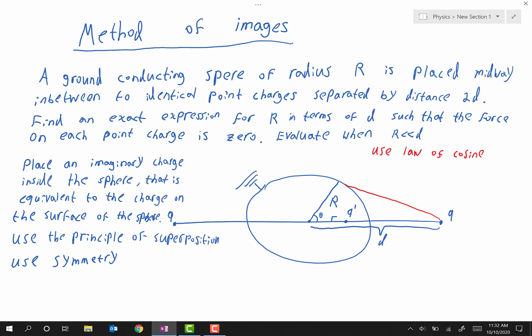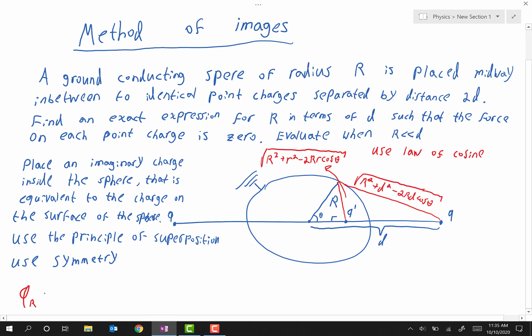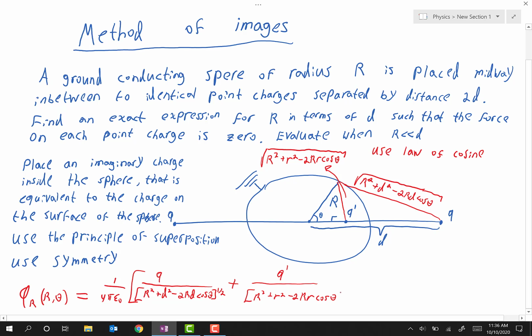To find the distance between each point charge and the surface of the sphere, we refer to our preschool trigonometric knowledge and see that the law of cosines can become very useful. We write in red the distance between each point charge and the surface of the sphere. Writing down the electric potential from the right-hand side as a contribution of 2 point charges, q and q prime has to guarantee zero along the boundary of the sphere. Note that for the left-hand side charge, we can use the cosine identity cosine of pi minus theta equals negative cosine theta.